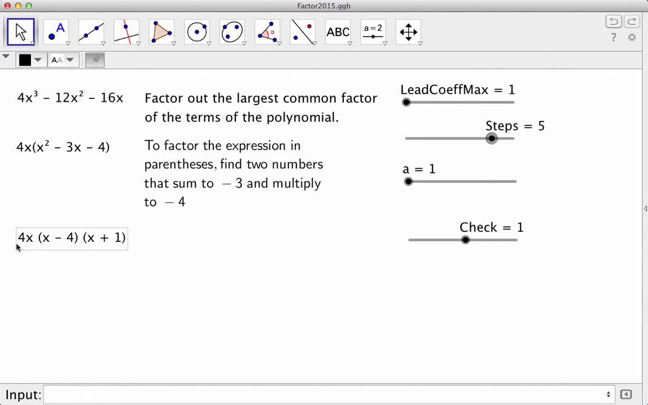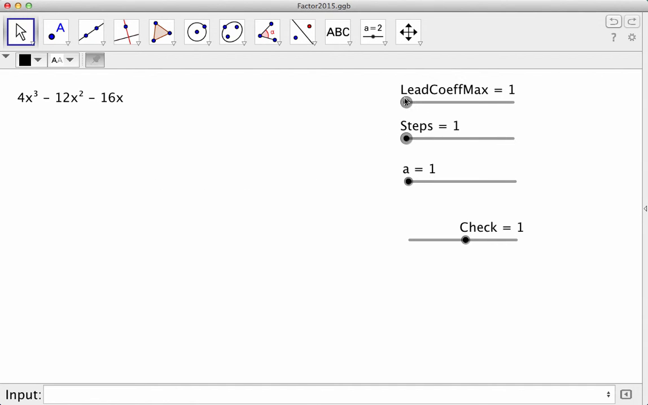So now we have completely factored our polynomial, 4x, x minus 4, x plus 1. There is no more factoring that we can do. We've broken it into three distinct factors, 4x, x minus 4, and x plus 1. If we multiply these three together, we're going to get back to our original polynomial, 4x cubed minus 12x squared minus 16x. All right, so let's look at another example.